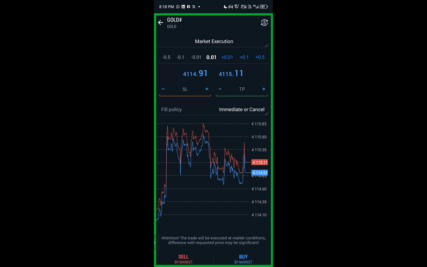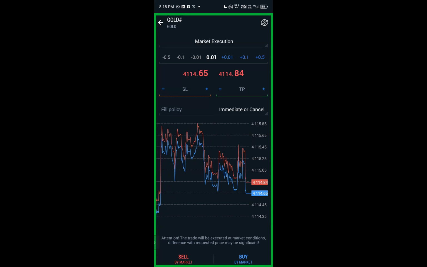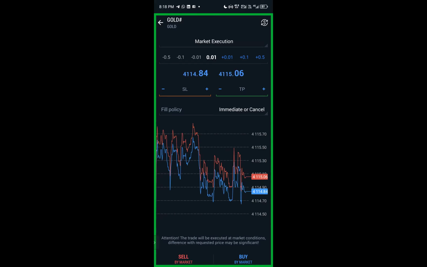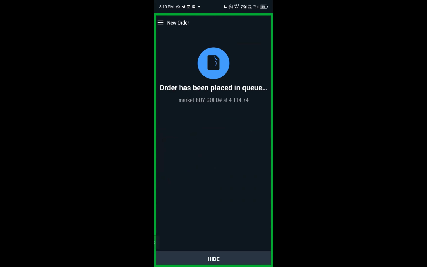Once I say buy now, you just click on buy first. Do you get? Okay. So should I buy with 0.01? Yes, 0.01 first. Okay, I'm buying now. 4111.34. Then the stop loss pips, 4110.